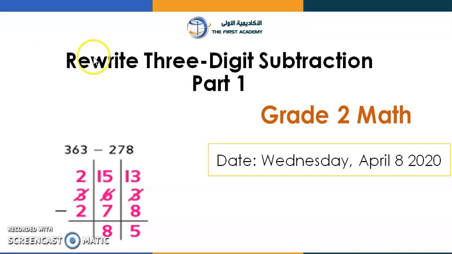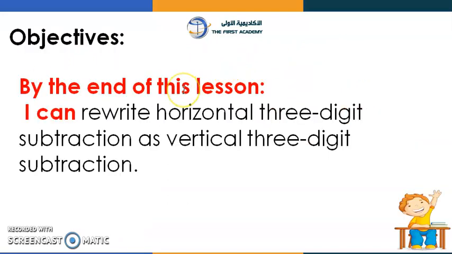So everyone, now let's move to read the title of the lesson. I'm going to give you some time. So let's go ahead and read it together. Rewrite three-digit subtraction. Let's read it one more time. Rewrite three-digit subtraction. So everyone, by the end of this lesson, you will be able to rewrite horizontal three-digit subtraction as vertical three-digit subtraction.